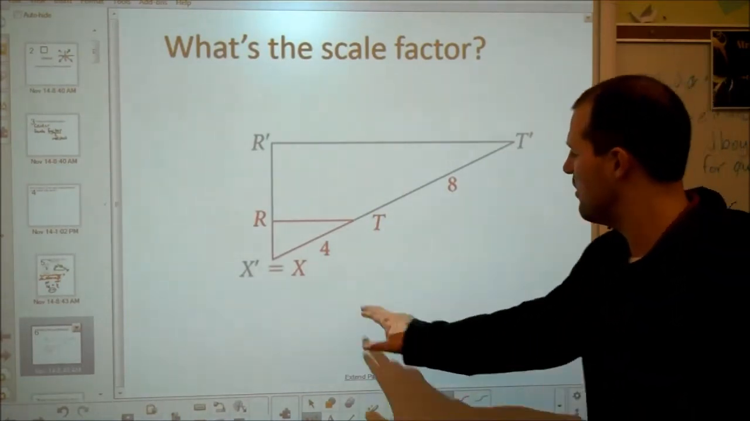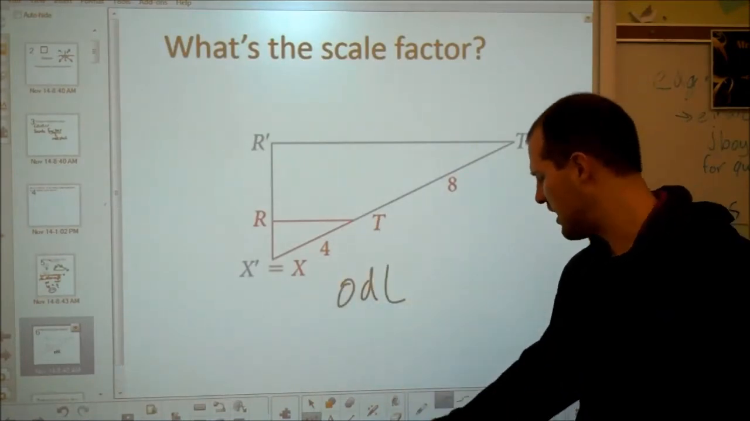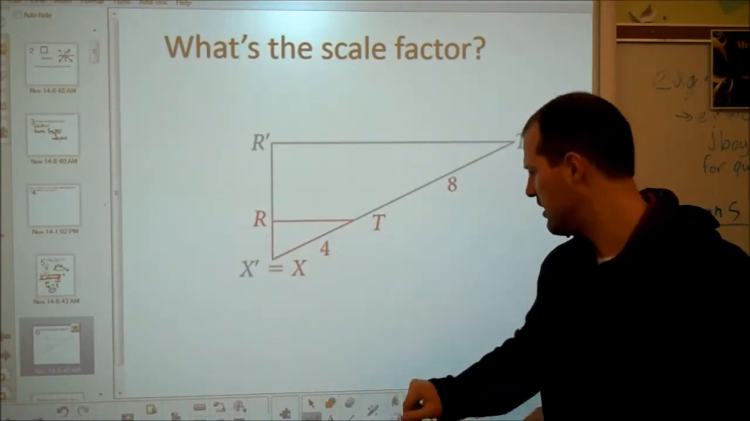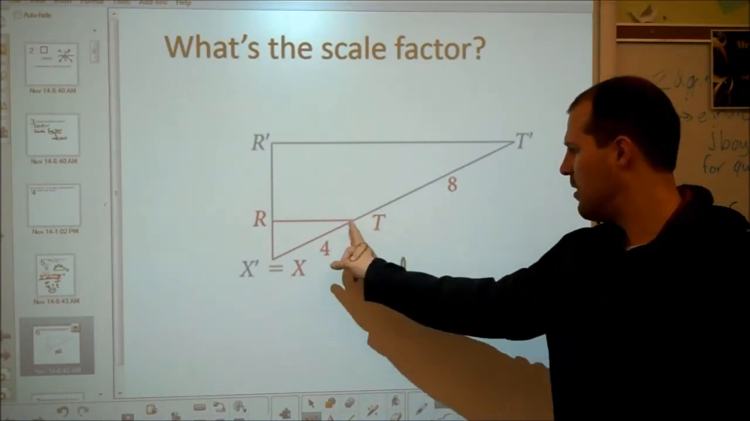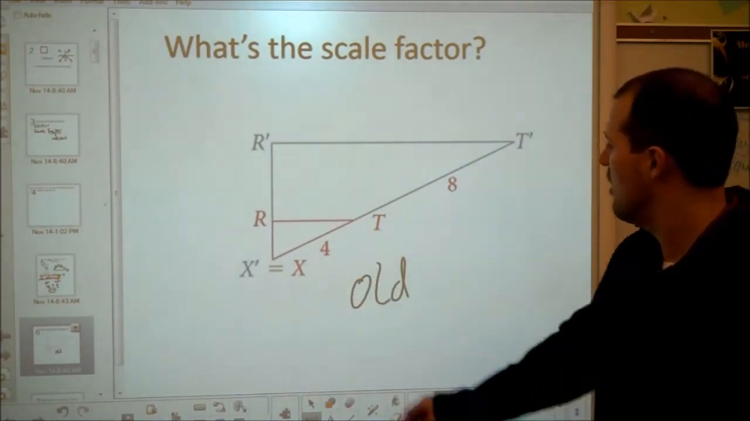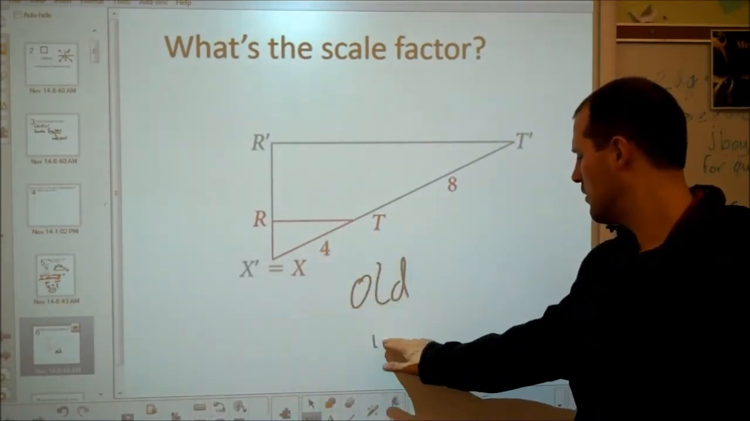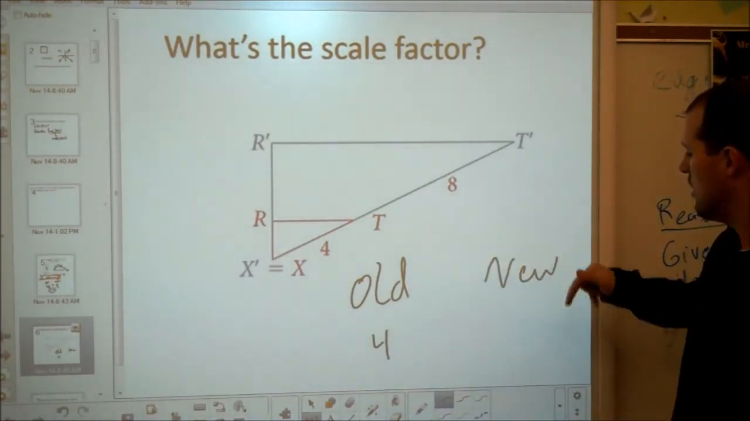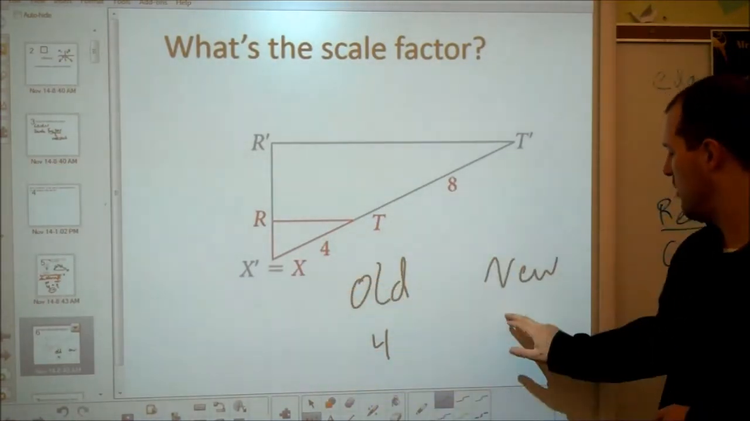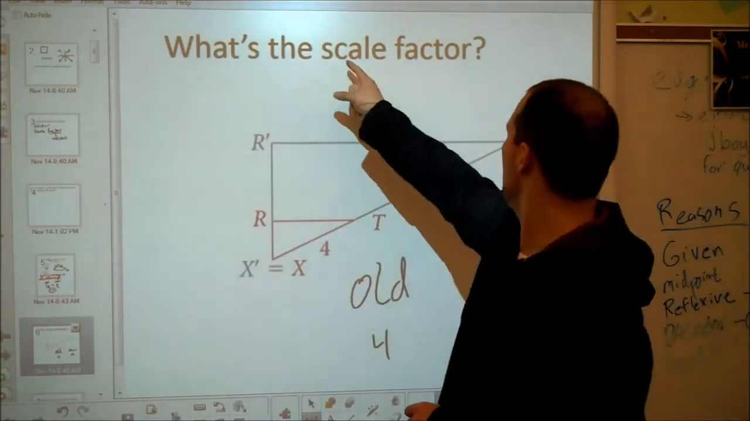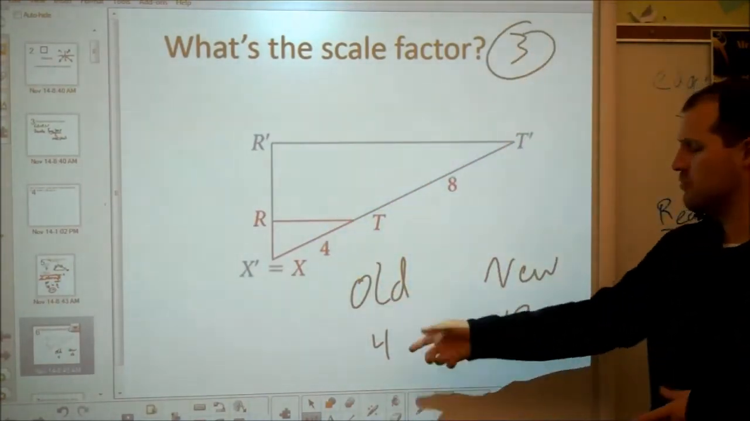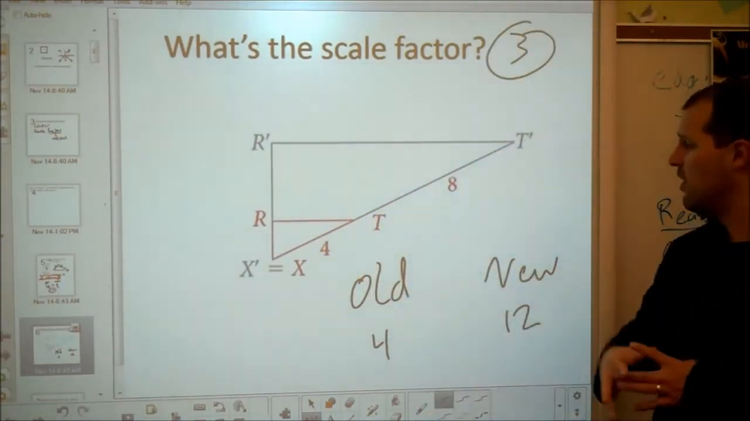Okay, what I see right here, the old shape, oops, I spelled old incorrectly. Redo, this is why I teach math. Old shape has a side length of 4, and the new has a side length of 12. And so my scale factor is 3, because 12 is 3 times bigger than 4. Or 12 divided by 4 is 3.